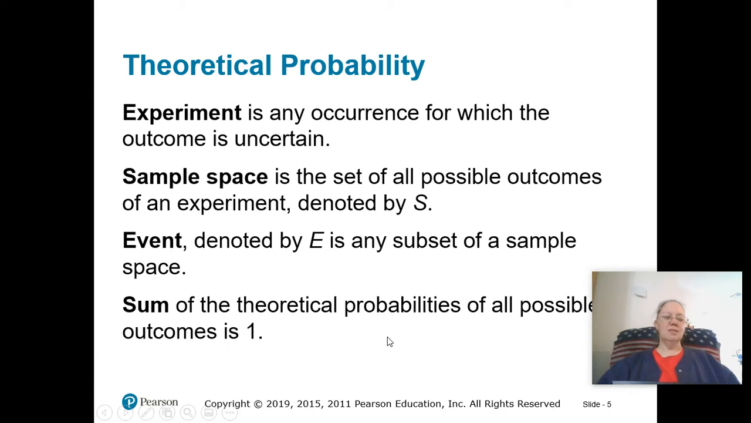Some definitions. An experiment is any occurrence for which the outcome is uncertain. This is just math terminology, so don't worry about it too much. Sample space is the set of all possible outcomes. We use S to indicate sample space. An event is any subset of the sample space, and the sum of all theoretical probabilities has to equal 1. I'm going to say that one more time because that's important. The sum of all the theoretical probabilities has to equal 1.